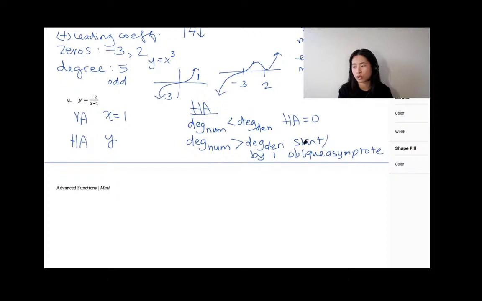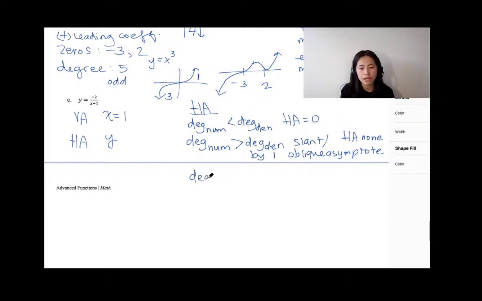So that's what you look for. But in this case, the degree of the numerator is greater than the degree of your denominator, so the horizontal asymptote is none. Even though it's just greater by 1, if the degree of your numerator is greater than the degree of your denominator, your horizontal asymptote is none, not 0.